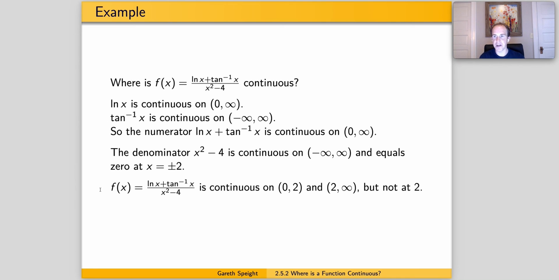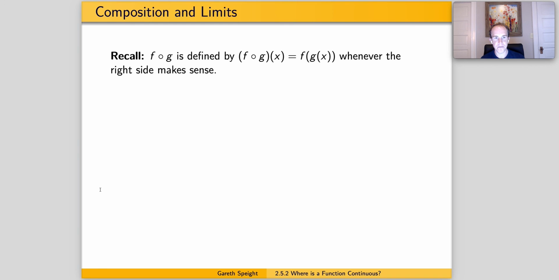So basically the idea is figure out where each of the building blocks are continuous. Then we're going to want them all to be continuous at the same time. So we have to choose the most restrictive possible. And then we're going to have to check the bottom is non-zero. Okay, so those are the different steps.